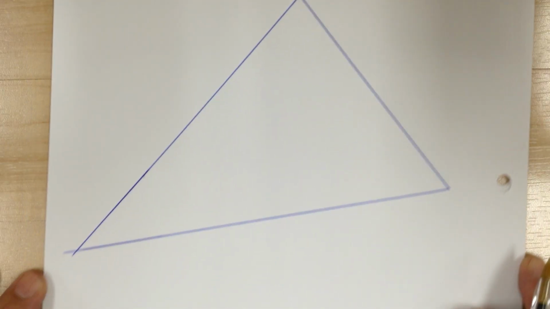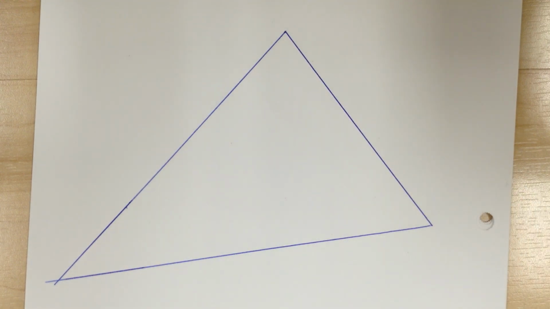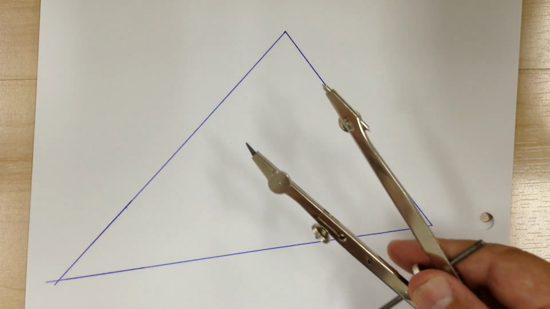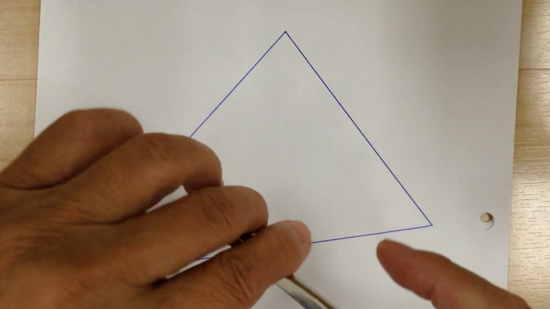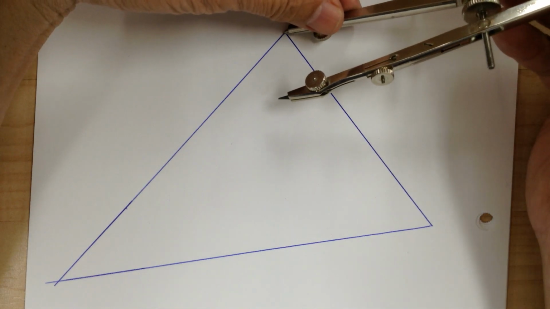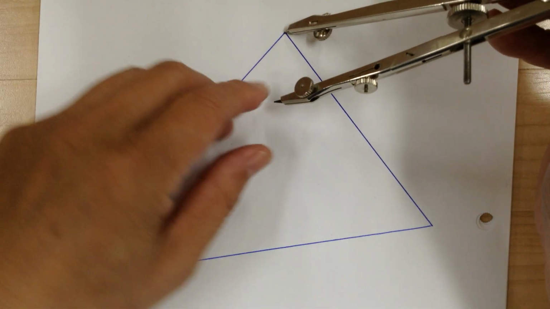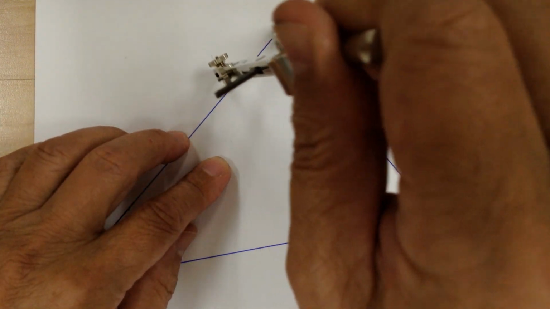Okay, again, start with a random triangle. So you're going to bisect each of the angles. To bisect an angle, you can just have any opening, okay? And then from here, you can just keep one opening. So put this on the vertex, and just go ahead and draw that.